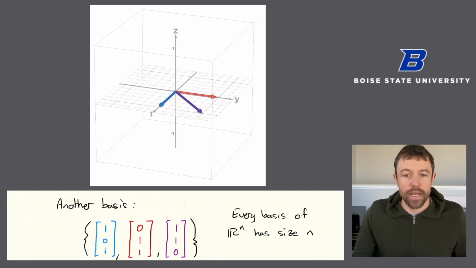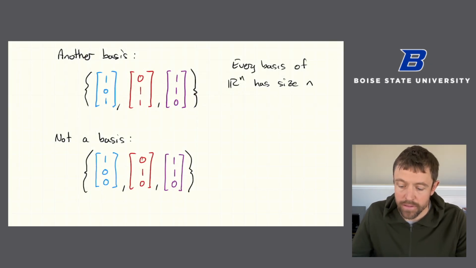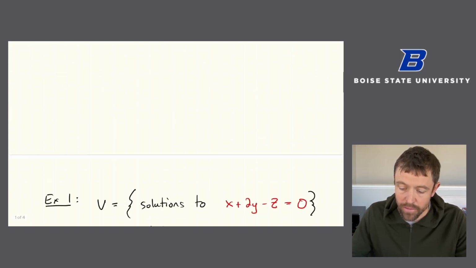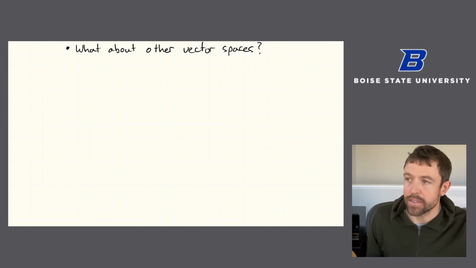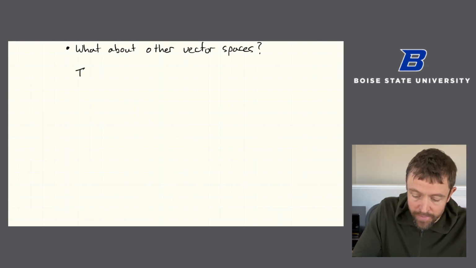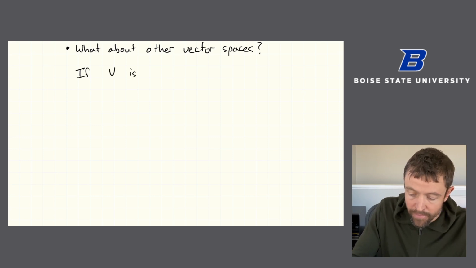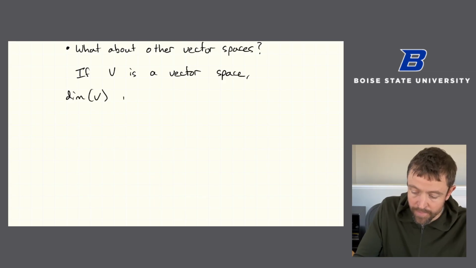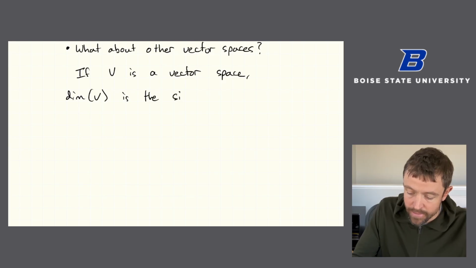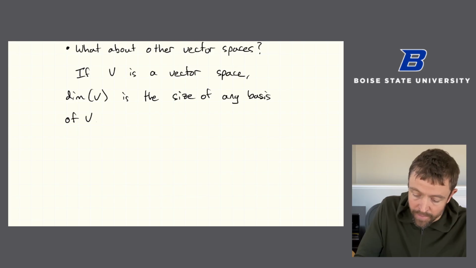This gives us a nice way to define dimension for other vector spaces. So I'll scroll back up here to where we asked this question in the first place. What about other vector spaces? So for any vector space, we'll say that if V is a vector space, then the dimension of V is the size of any basis of V.